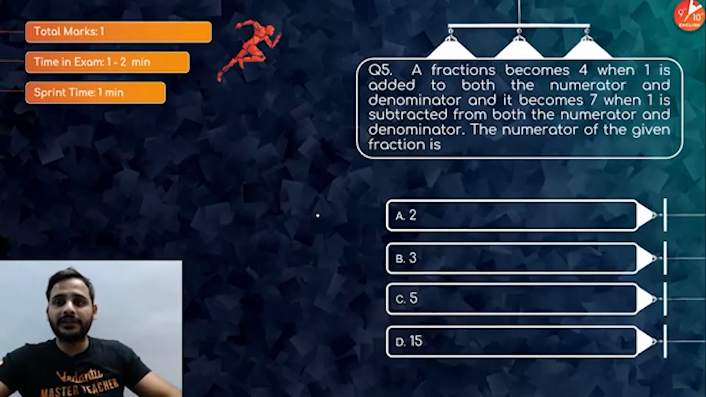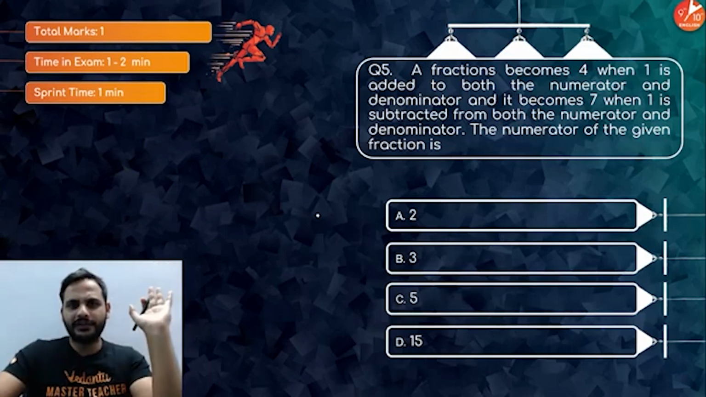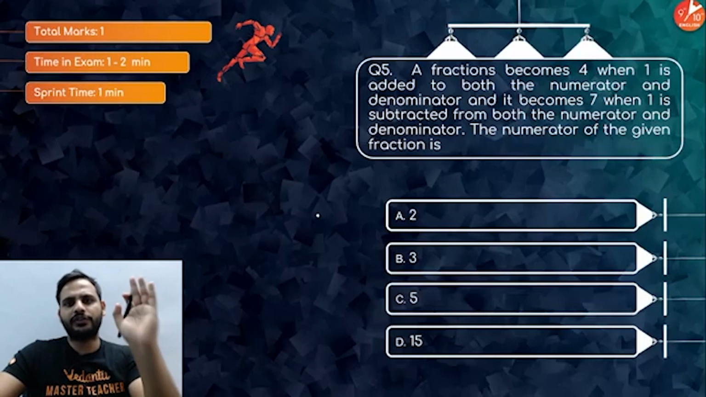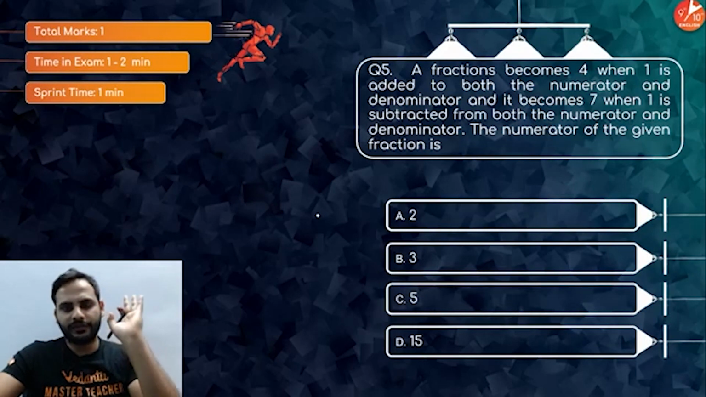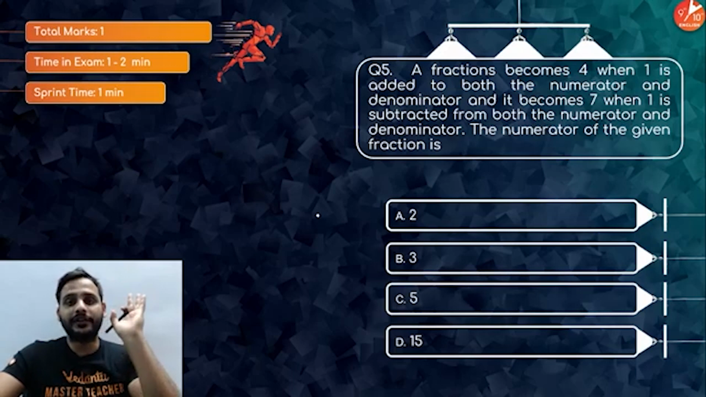A fraction becomes 4 when 1 is added to both the numerator and denominator. It becomes 7 when 1 is subtracted from both the numerator and denominator. Find the numerator of the given fraction. Now guys, pause this video over here. Solve this question on your own and then unpause this video so that you can start seeing the solution. Clear hai? Pause it, solve it. I'll start with the solution. You need to check whether you are getting the correct answer or not.